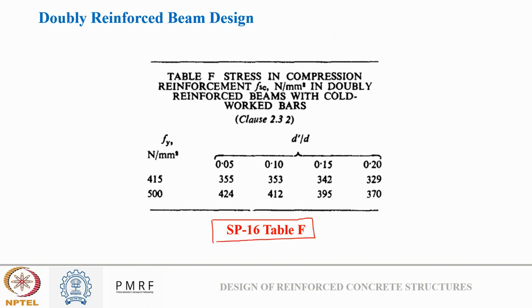Table F of SP16 says that if we know the value of d dash by d, where d dash is the value of the effective cover on the compression side and d is the effective depth, we can directly say what will be the stress in the compression reinforcement for different grades of steel. So this is how we calculate the stress in the compressive reinforcement.